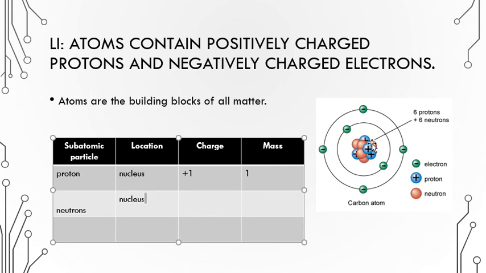Now, a neutron has no charge. Neutrally charged, so no charge. And they also have a mass. They're approximately the same mass as a proton. They're not exactly the same, I won't go into why, but for all intents and purposes, we can say they have a mass number of 1, or 1 atomic mass unit.